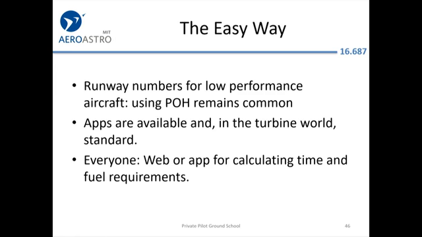Getting the runway numbers for low-performance aircraft, it actually remains pretty common to just use the POH. People aren't usually in a situation where they have to worry about it. If you're going from Hanscom Field to Martha's Vineyard and back, both airports are big enough for a Boeing, and you're not going to be carefully calculating these numbers unless you really don't have much else to do. Apps, though, are available even for low-performance aircraft, and they're very useful if you're going into tighter airports, and you might have to worry about that.